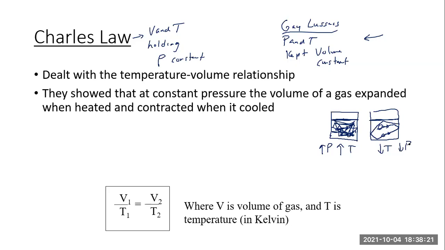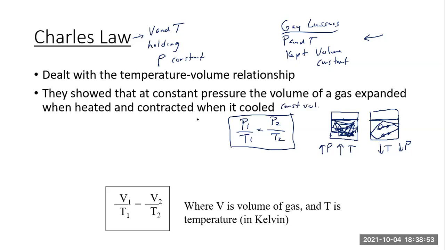So if we keep that volume fixed and it does not move, the temperature has a pretty good effect on the pressure that we see. The higher the temperature, the more pressure; the lower the temperature, the lower the pressure. And that really is Gay-Lussac's law. Its law is P1 over T1 is equal to P2 over T2. And again, this is at constant volume.